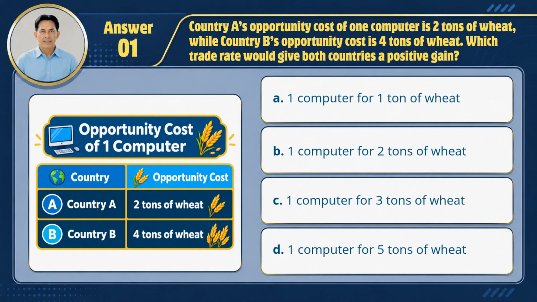The correct answer is C. 1 computer for 3 tons of wheat. A mutually beneficial rate must be greater than 2 but less than 4 tons of wheat per computer. Therefore, 2 is less than 3, which is less than 4. At this rate, Country A receives more wheat than its production cost, while Country B pays less wheat than it would sacrifice by producing the computer itself.